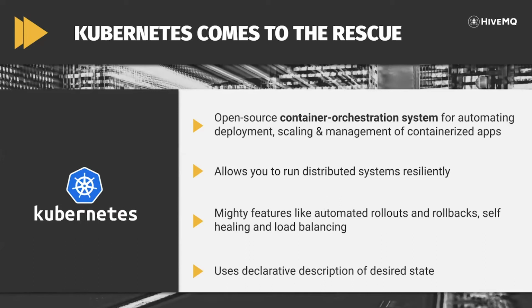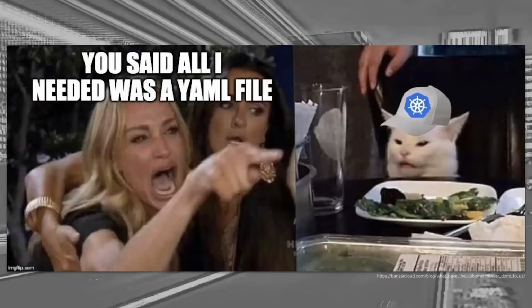And Kubernetes uses a declarative description of the desired state you want to have for your whole deployment. And I mean, everyone who has already used Kubernetes and worked with it a little bit knows this moment when you say, oh shit, okay, all I needed was a YAML file.